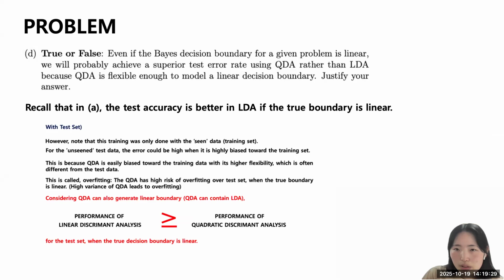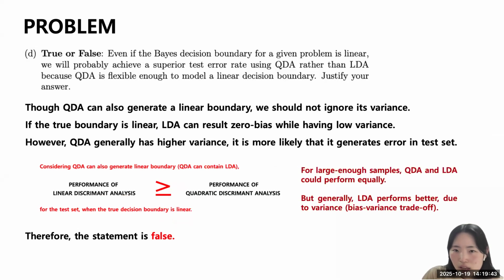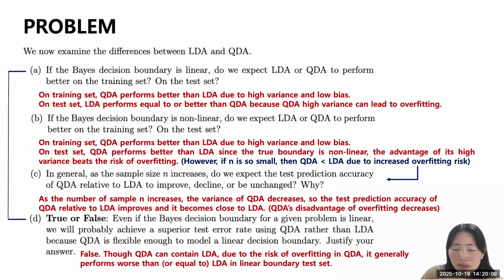Finally, Part D asks whether QDA can achieve a better test error rate even when the true boundary is linear. Recall from Part A, LDA showed higher test accuracy when the true boundary was linear. Now, even though QDA is flexible enough to model a linear boundary, we should not ignore its higher variance. If the true boundary is linear, LDA already achieves almost zero bias with low variance, while QDA's flexibility adds unnecessary variance, increasing test error. Therefore, the statement is false. QDA does not outperform LDA in this case.